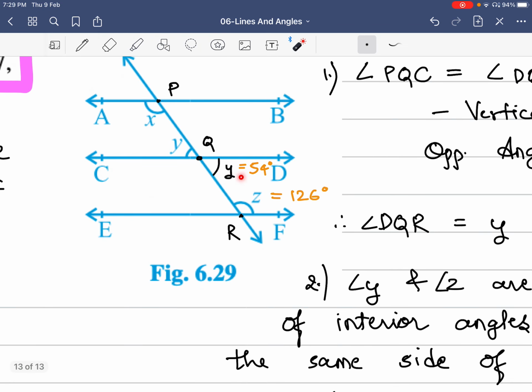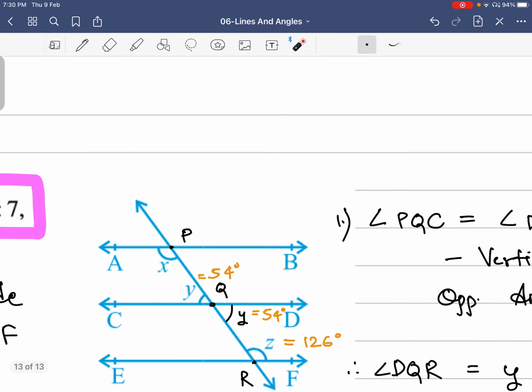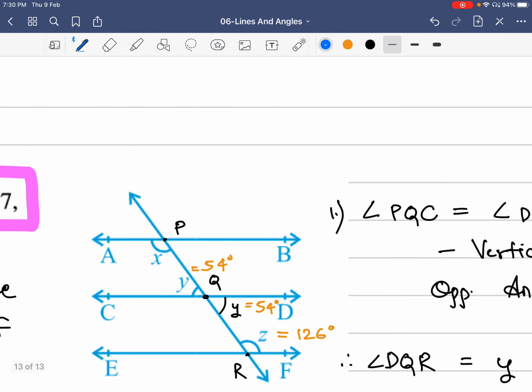If this Y is equal to 54 degrees, then obviously this Y is also equal to 54 degrees. So I'm going to write it here. This Y is also equal to 54 degrees. Once again, X and Y are a pair of interior angles on the same side of the transversal. These two are on the left hand side of the transversal, these two were on the right hand side, and these two are on the left side of the transversal. So once again, I am going to make the same note.